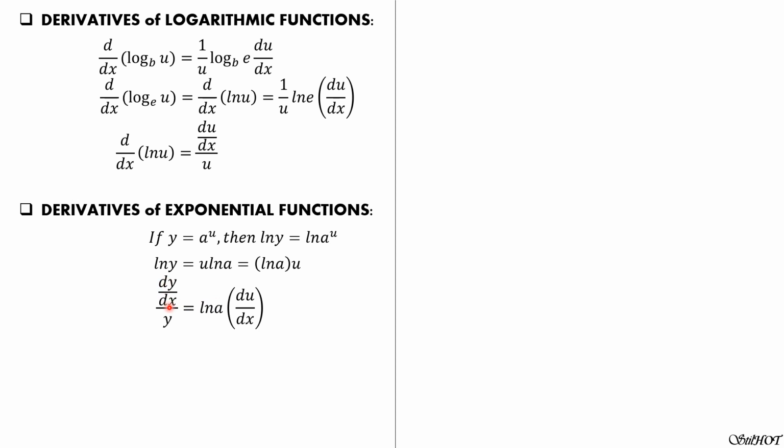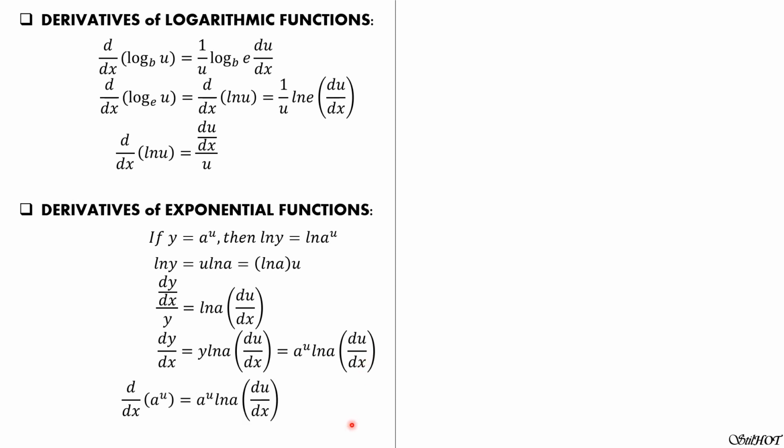Cross multiply, dy/dx is y, and y is a to the u, ln of a du/dx. So derivative of a to the u is a to the u ln of a du/dx. So therefore, the derivative of e to the u is equal to e to the u ln of e, which is 1, du/dx. So therefore, the derivative of e to the u is e to the u du/dx. So it's the same, then times du/dx.